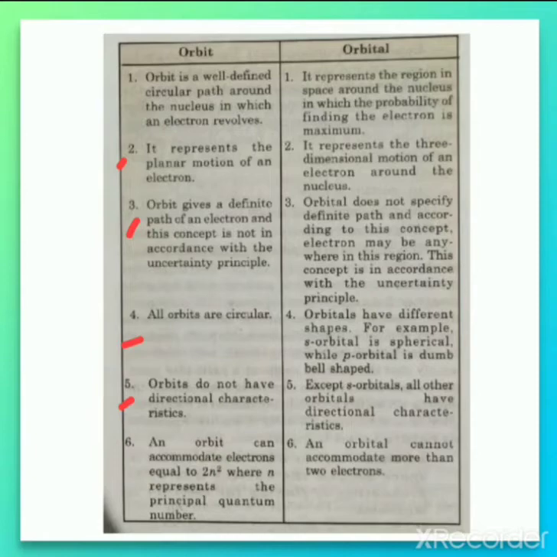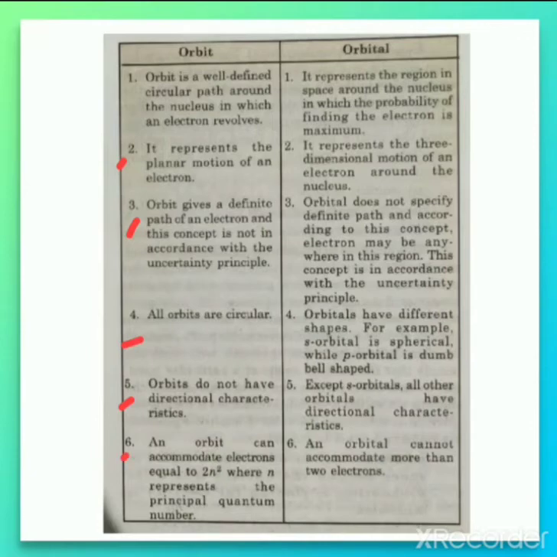Next point, orbit does not have a directional characteristic. That means there is no specific direction specified in the case of orbit, but in the case of orbital we specify the direction: x, y, z, etc. So except s, all others have a directional characteristic. In the s orbital, which is spherical, there is no specific direction. All other orbitals have directional characteristics.